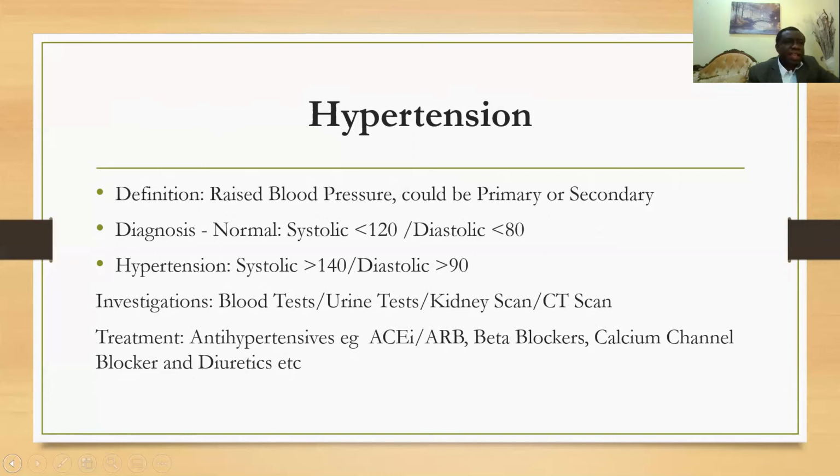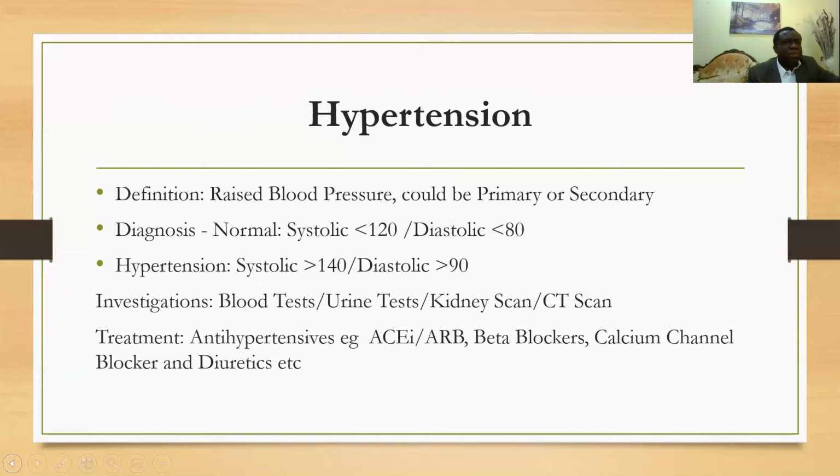And then there's secondary hypertension that is due to endocrine problems like Cushing's syndrome or Cushing's disease, the hypertension that is caused by chronic kidney disease like chronic glomerulonephritis and so on and so forth. So as part of the assessment of somebody with hypertension, we do blood tests, urine tests, we do kidney scans and CT scans to find out whether hypertension or high blood pressure may be due to these other conditions.